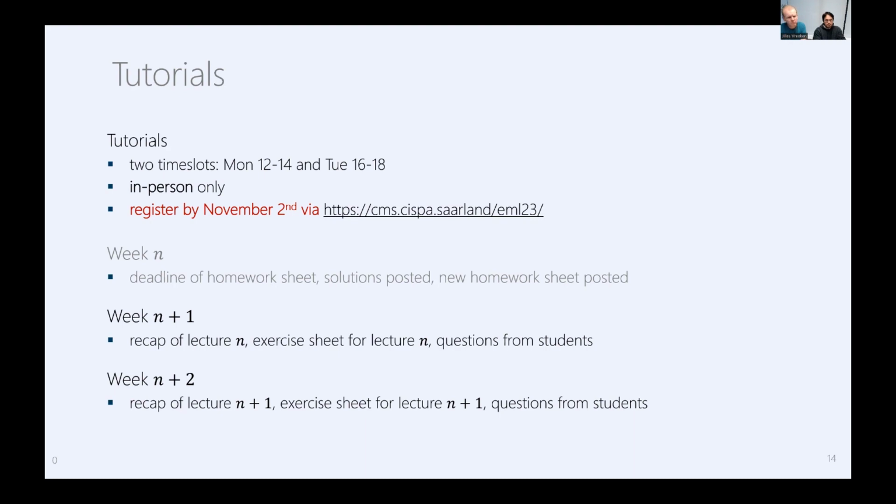Then what is the rhythm of these tutorials? Let me try to explain this in a nutshell. Suppose we're somewhere in the middle of the semester. This is easiest, because recursion kind of works that way. We're in week N, and we're at the day of the lecture on a Thursday. That happens to also be the deadline of the previous homework sheet. So you hand this in, and an hour later or so, or maybe minutes later, we post the solutions to that homework sheet on the website.